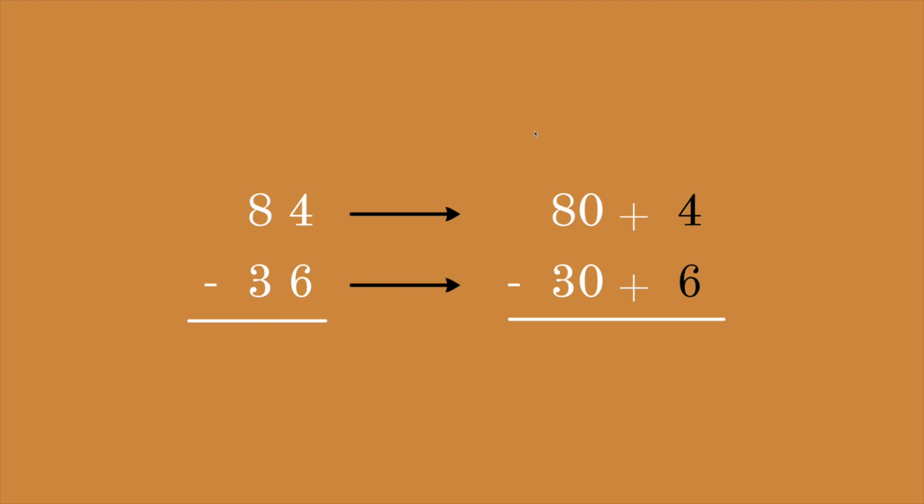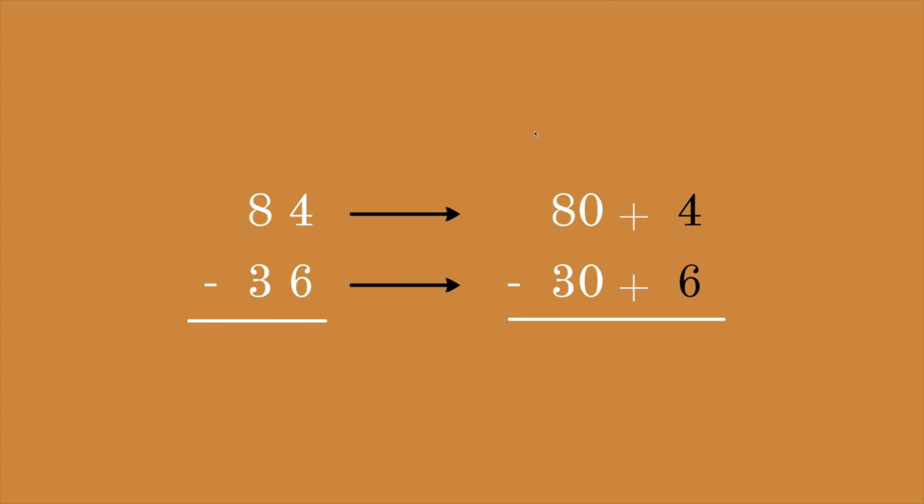4 minus 6. Well, I know that if I have 4 of something, if I remove 6, I'll go into the negative numbers. If I have 4 fingers up and I try to remove 6, I don't have enough fingers to remove. So 4 minus 6 won't work here. It'll take me into the negative numbers, which we're not thinking about right now. But what I can do, just like we did with the base 10 blocks, is I can make a trade.